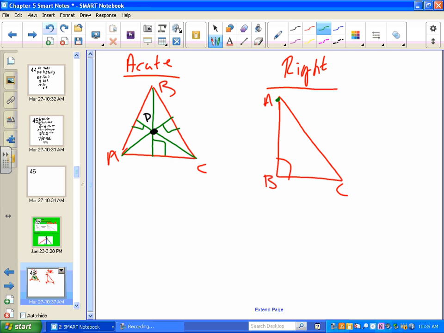If I look, the segment that goes from the vertex A to BC and is perpendicular with BC is segment AB. So right here is 1 altitude. It goes from the vertex and it's perpendicular to the opposite side. Going from C, here's another altitude right there. And then going from B, there's the 3rd altitude. So your orthocenter on a right triangle sits on the right angle.